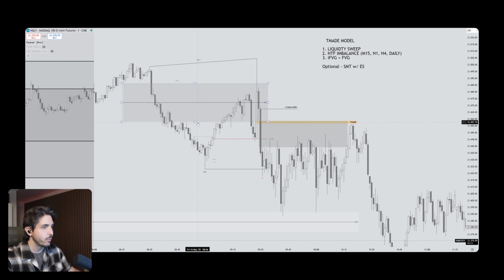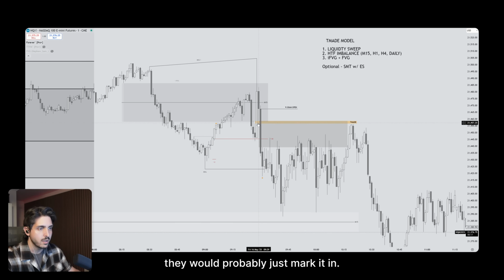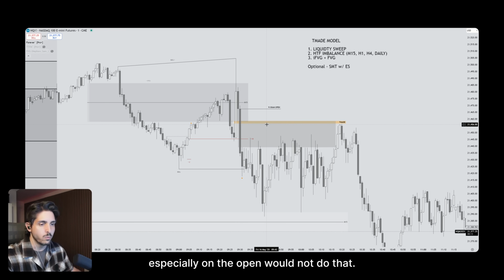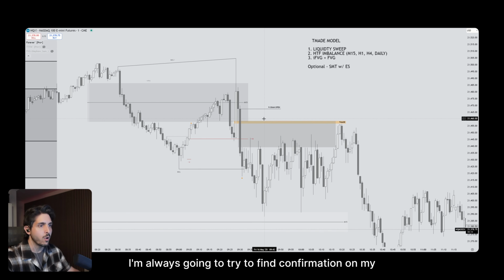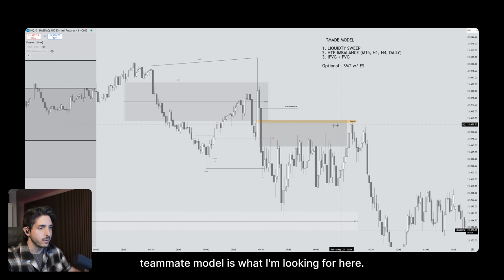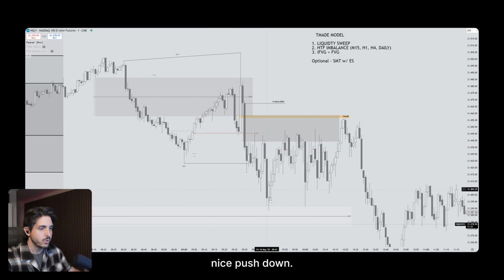So some people would just mark it into a trade right here, as soon as that displaces through, inversing this. Now I, especially on the open, would not do that. I'm always going to try to find confirmation on my trades. So for me, tapping back into the TMade model is what I'm looking for here. So we were also waiting for news, and we had this nice push down.